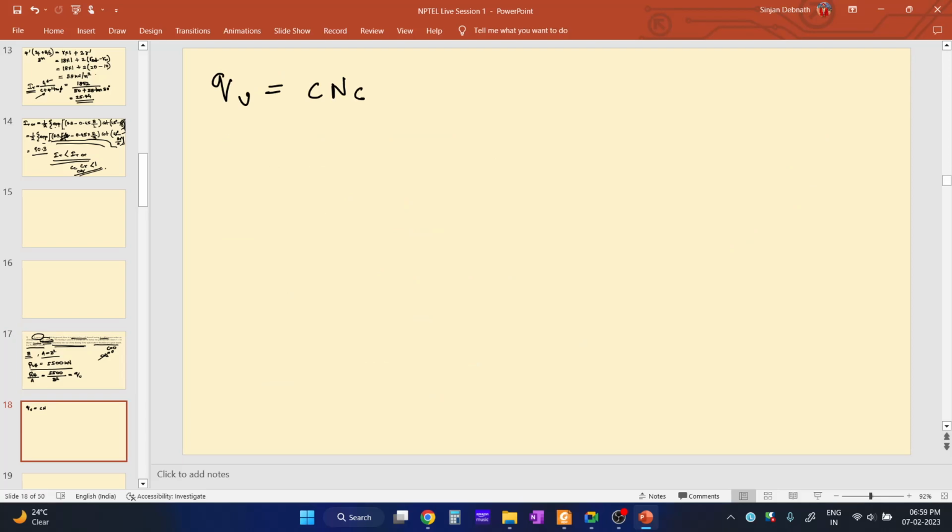cNc plus qNq plus half. Since this is a square footing, there will be a shape factor, right? 0.4 is the shape factor, and here it will be 1.3. But this part is 0 since this is a cohesionless soil. Gamma B and N gamma.